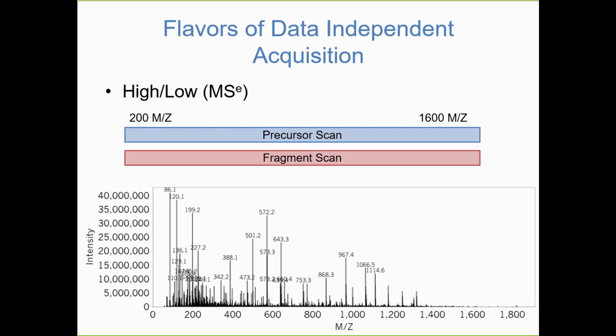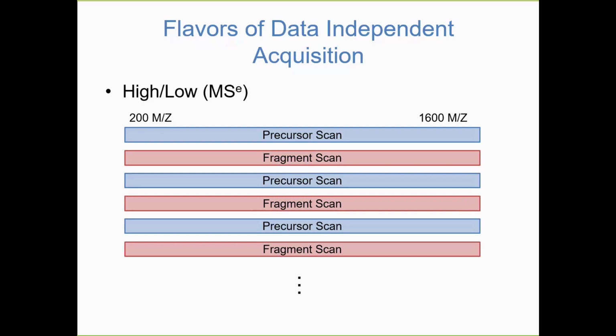Now this fragment scan is going to be considerably more complex than the parallel reaction monitoring scans, because instead of monitoring one peptide, we're trying to monitor literally all of the peptides that are eluting at the same time. So these scans are made up of hundreds of peptides potentially. And then the strategy was to alternate this: acquire a precursor scan followed by a fragment scan, followed by a precursor scan, followed by a fragment scan.